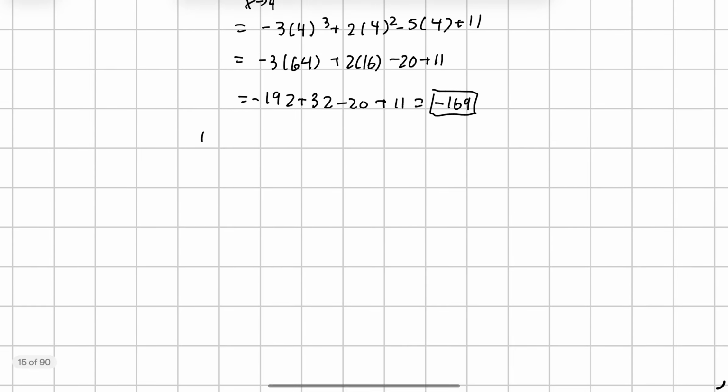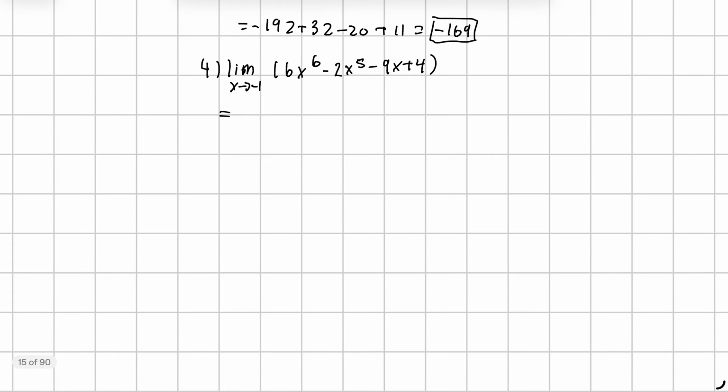For our next example, let's do the limit of x approaches negative 1 for the function 6x to the power of 6 minus 2x to the power of 5 minus 9x plus 4. For every instance of x, we just substitute in negative 1. We have 6 times negative 1 to the power of 6 minus 2 times negative 1 to the 5, plus 3 times negative 1 to the power of 3, minus 9 times negative 1 plus 4. So we're just evaluating, right?